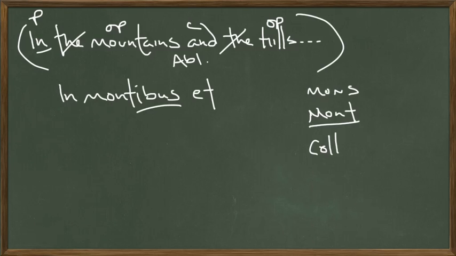The word for hill is collis, and the genitive for hill is collis. So it's the same word. To find the root, we drop the genitive ending, so we have coll, and we're going to add the same ablative ending. We end up with in collibus. In montibus et in collibus, or in montibus et collibus. Honestly, it would probably sound better in Latin to add the in here. In montibus et in collibus.